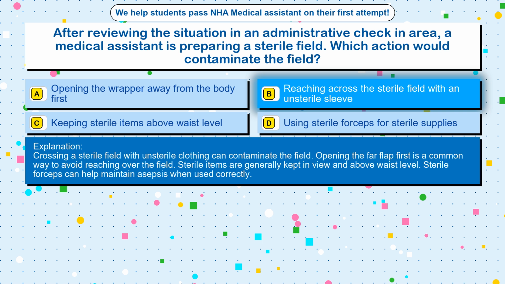Crossing a sterile field with unsterile clothing can contaminate the field. Opening the far flap first is a common way to avoid reaching over the field. Sterile items are generally kept in view and above waist level. Sterile forceps can help maintain asepsis when used correctly.